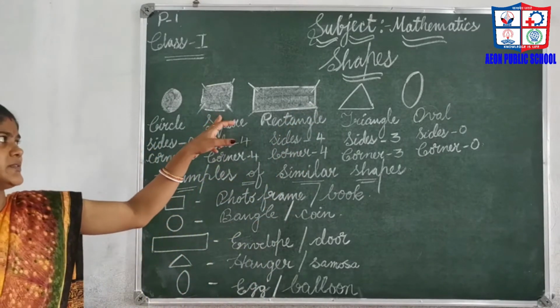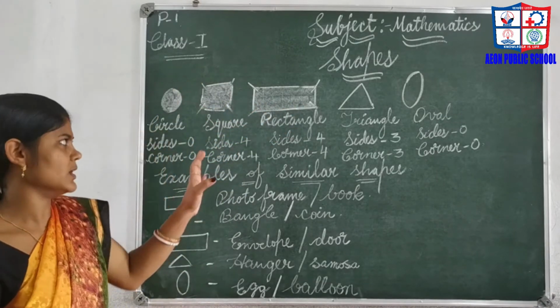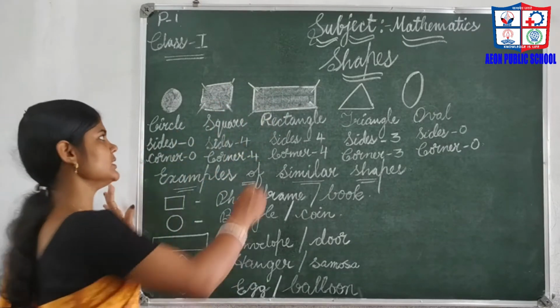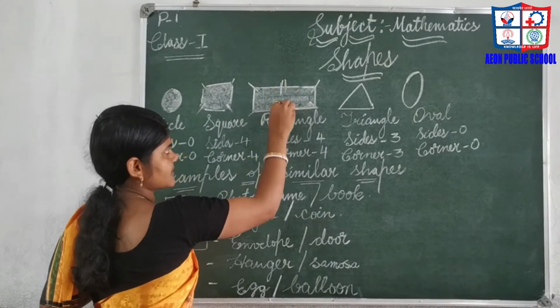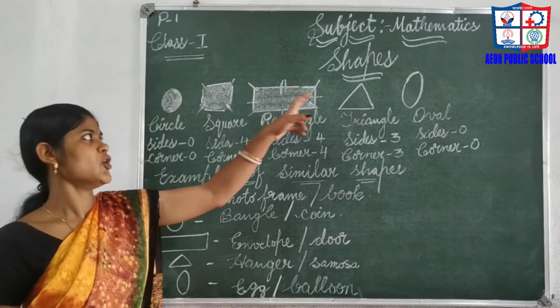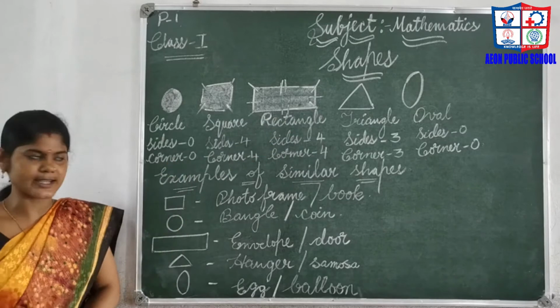So what is the difference between the square and the rectangle? In the square all the sides are equal. But in the rectangle all the sides are not equal. Only these opposite sides are equal. See, these 2 sides are equal to each other and this side is equal to this. Means only the opposite sides are equal. This is the difference between the square and the rectangle.